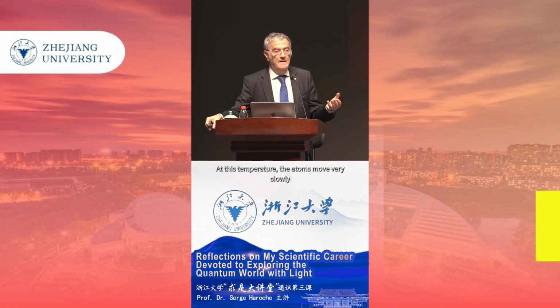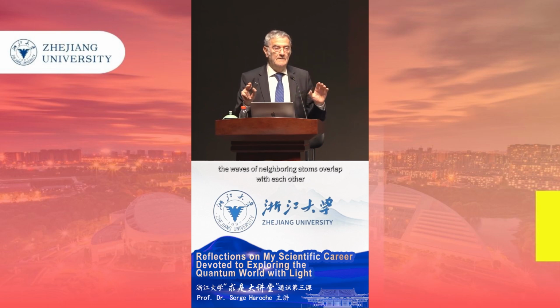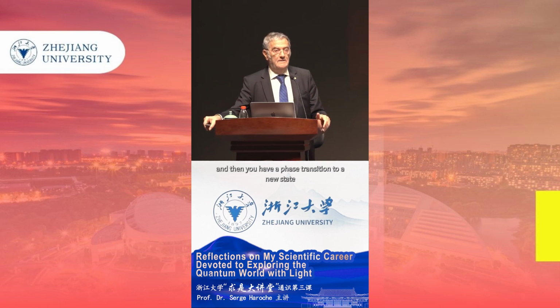At this temperature, the atoms move very slowly, and since they are very slow, they have very long de Broglie wavelengths. If you take into account the quantum nature of the atoms, you can reach temperatures for which the waves of neighboring atoms overlap with each other, and then you have a phase transition to a new state of quantum matter called a Bose-Einstein condensate if you work with bosons. These Bose-Einstein condensates were predicted by Einstein, and it took 75 years to observe them in the lab.